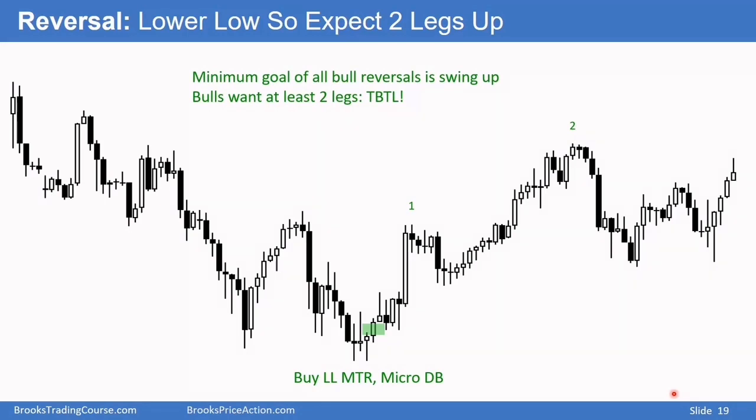Minimum goal for all bull reversals is a swing up. A swing up, you want at least TBTL, 10 bars, two legs. And we have more than 10 bars and we have two legs. The minimum objective has been met.